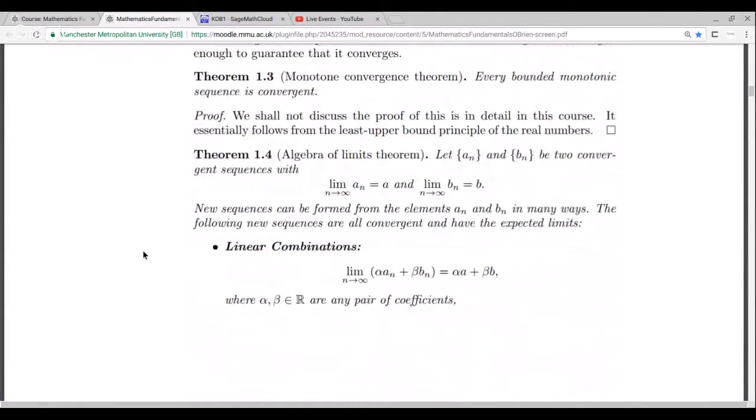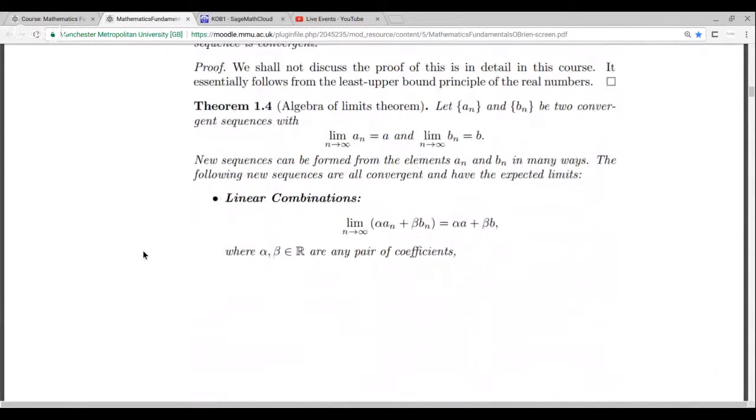So today what we're going to look at is the algebra of limits theorem. This is one of the main results in this section. As I introduced it yesterday, I won't do a huge long introduction now, but this is a theorem that allows us to draw conclusions about the convergence of complicated sequences based on knowledge of the convergence of the bits and pieces that are put together to form the complicated sequence.